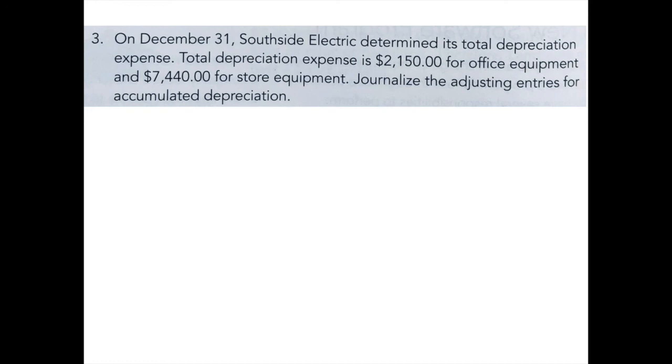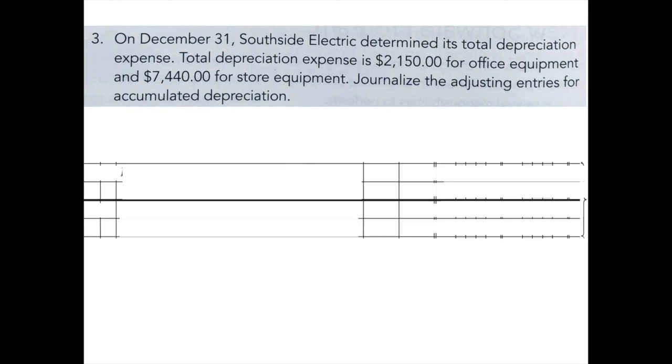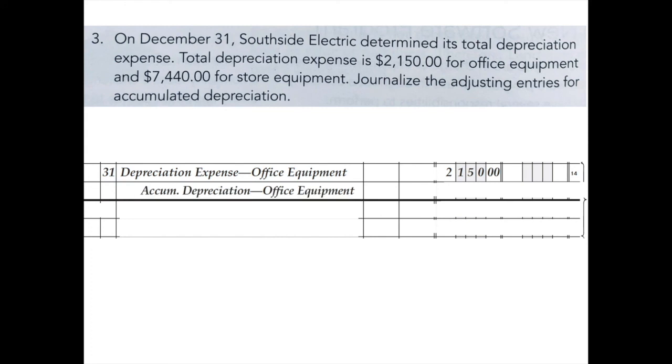We are going to journalize the adjusting entry for accumulated depreciation, and we have to do 2 different entries, one for store equipment and one for office equipment. Okay, so we will go to our journal, which is on page 429. The date is the 31st. The numbers are given to you right here after all the calculations in the background. Depreciation expense is going to be debited for the total amount of your office equipment depreciation expense, $2,150. Accumulated depreciation for office equipment will be credited. Depreciation expense is going up. Accumulated depreciation is going up also.